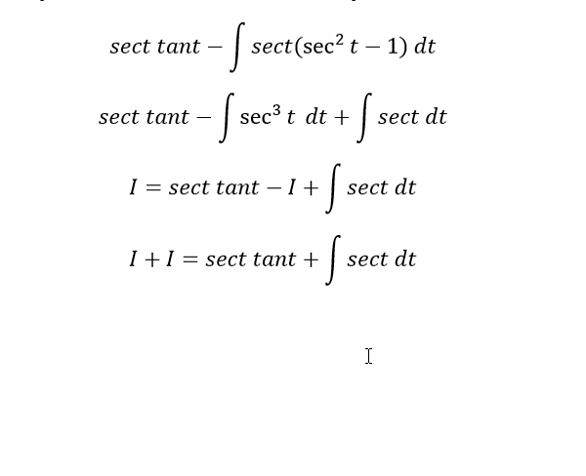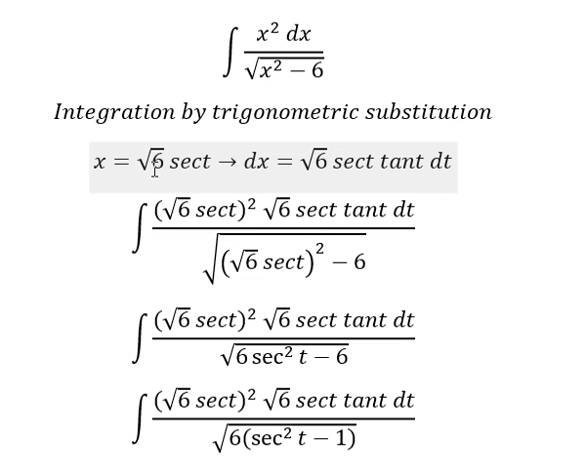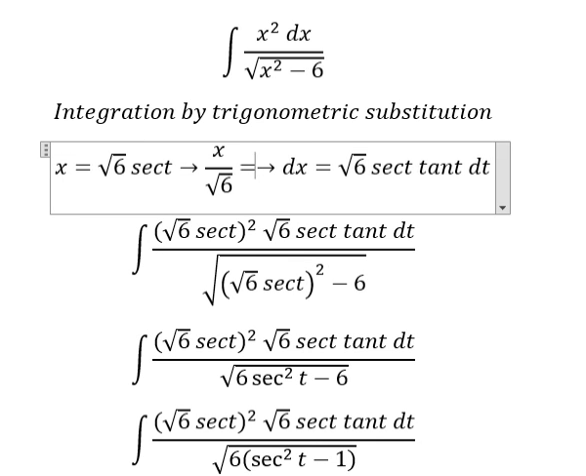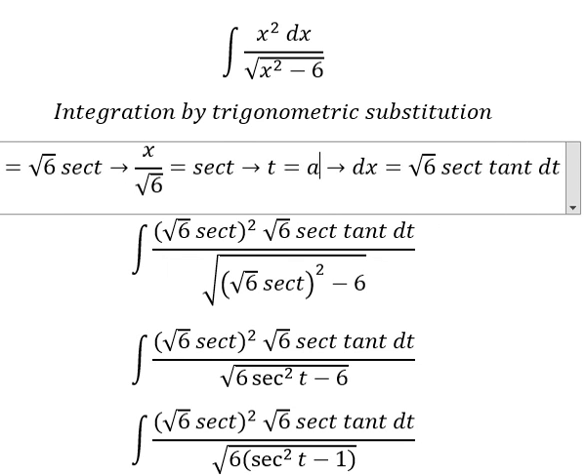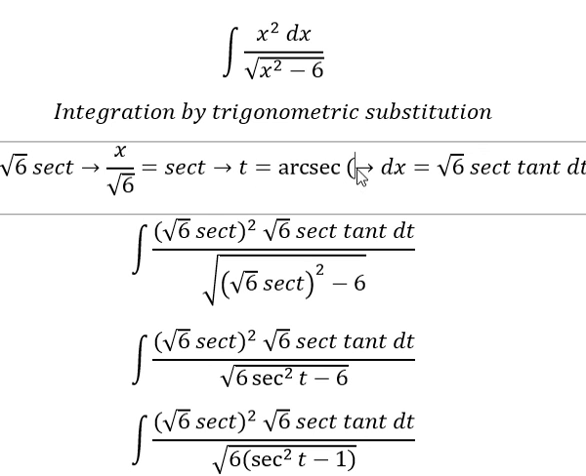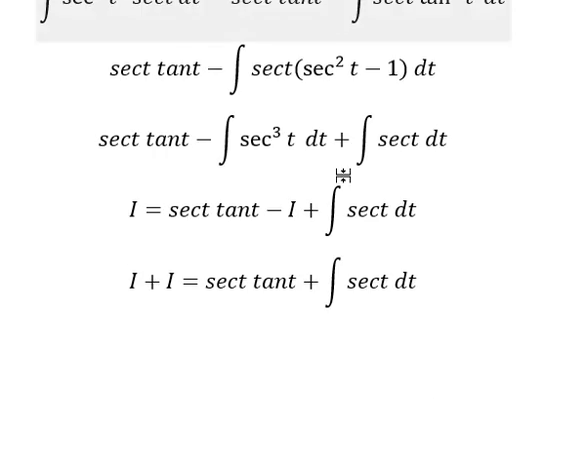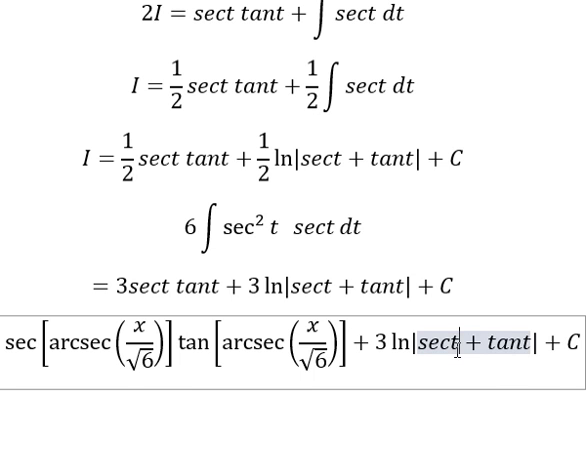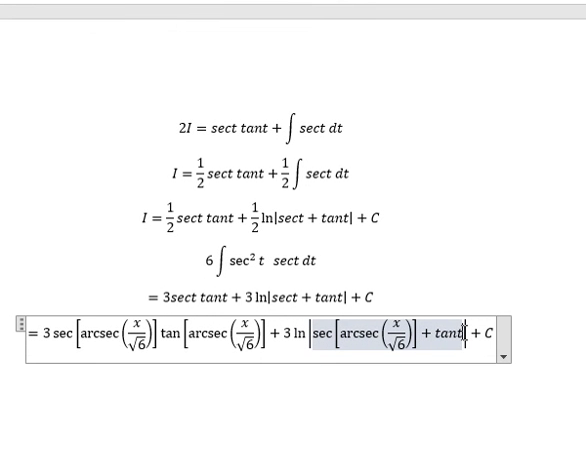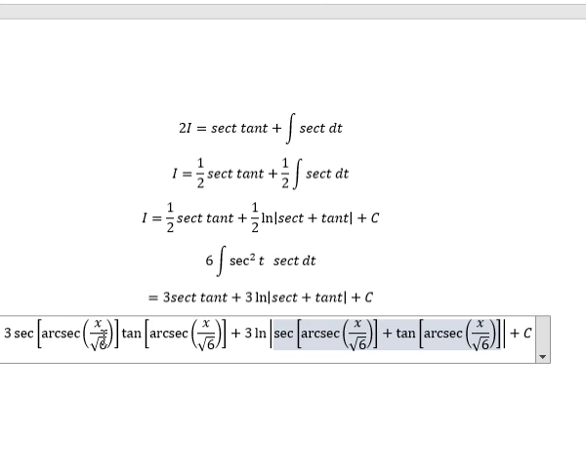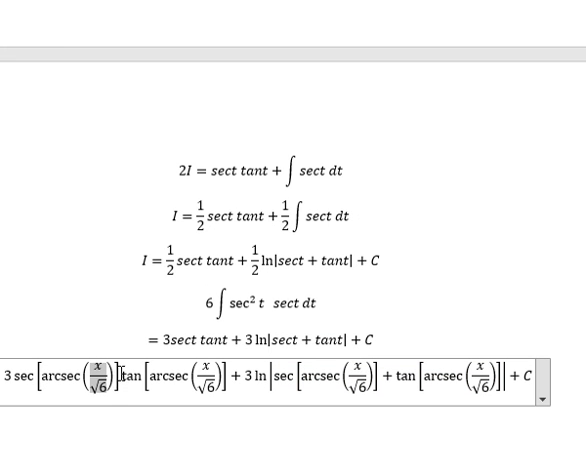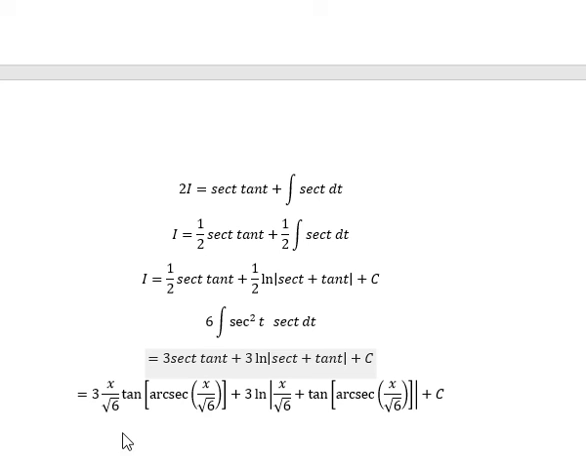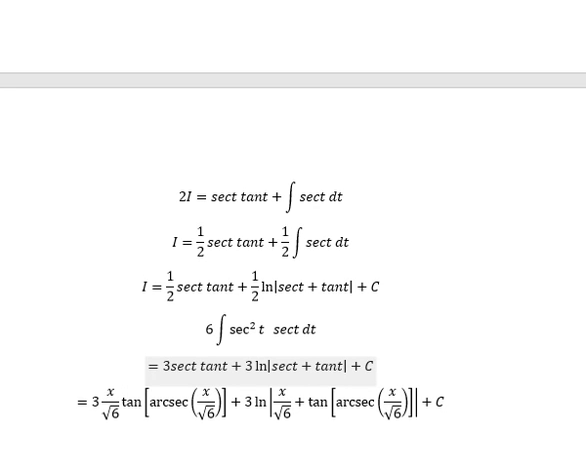About t in here, we need to return back to this one. So we divide both sides by the square root of 6. So we get t equal to arc secant of x over the square root of 6. So we replace this one with t. We have secant with arc secant, we get x over the square root of 6. And this is the final answer. Here is the full answer of the question.